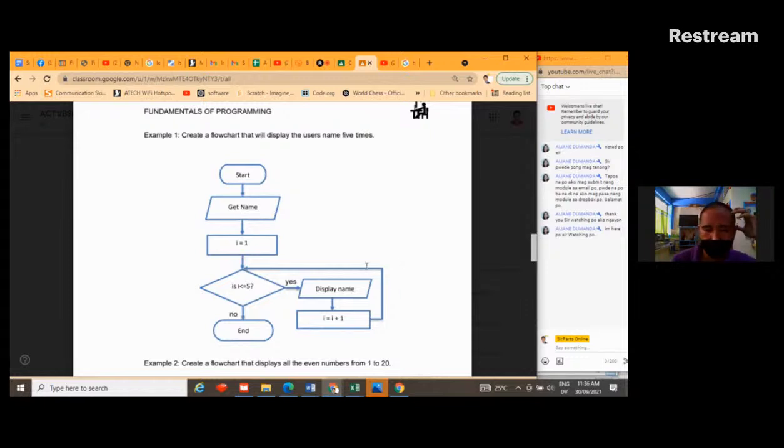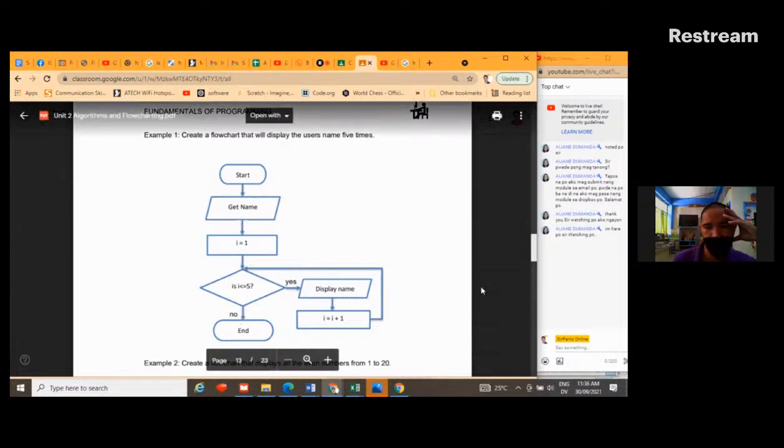And it will now be 5 plus 1. At this particular point, I is already 6. Then is 6 less than or equal to 5? So it's no, and then the program terminates, and that's it. It will end the program.